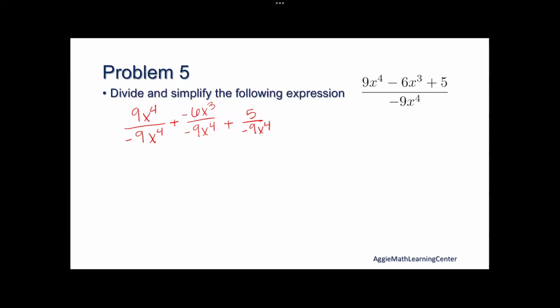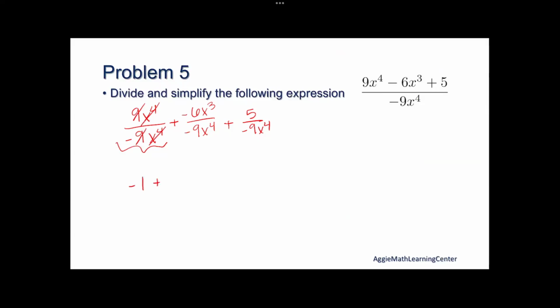So let's look at just this first term right here. How can we simplify that? Wouldn't that just be -1? Yeah, so a lot of the times, both of the 9s will cancel out and these x to the 4th will also cancel out. So all you're left with is -1.